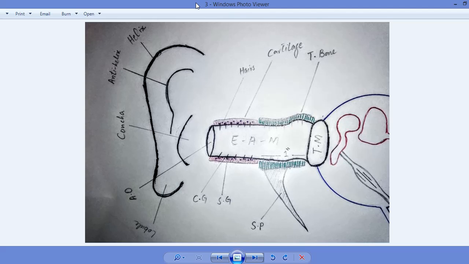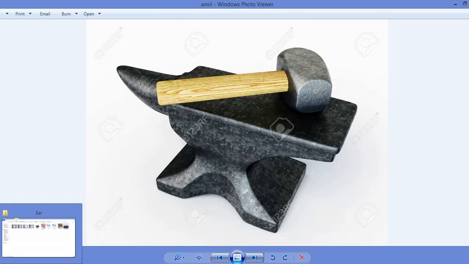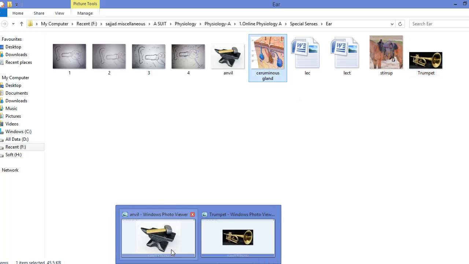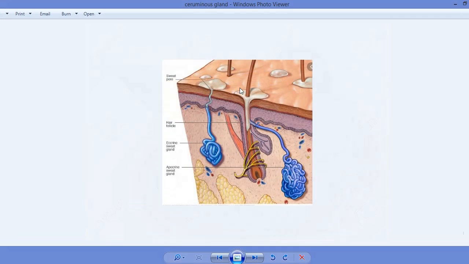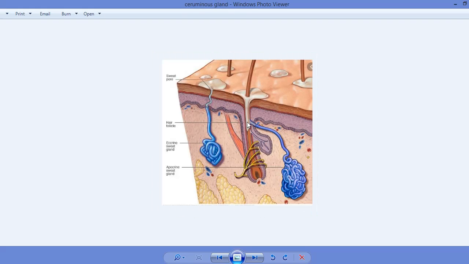This is the apocrine type of sweat gland, which I have in the picture also. You can see over here, this is the sweat gland. The sweat gland which opens through the hole of the hair follicle is called the apocrine sweat gland. And the sweat gland which opens directly onto the skin is called the eccrine sweat gland.